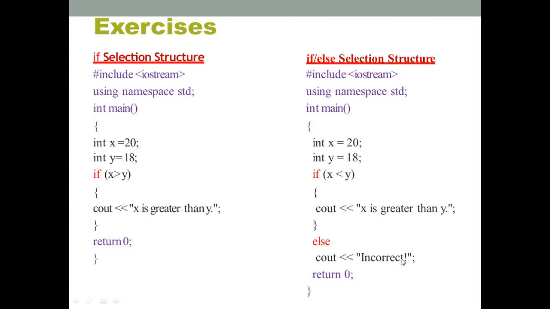The output will be incorrect, because see here, x is less than y, x value is 20, is less than 18. So this is wrong, so the output will be incorrect. And here you have an output in this program, x is greater than y. But if you change to x is less than y in this program, there won't be any output. So please try this. I will show you.